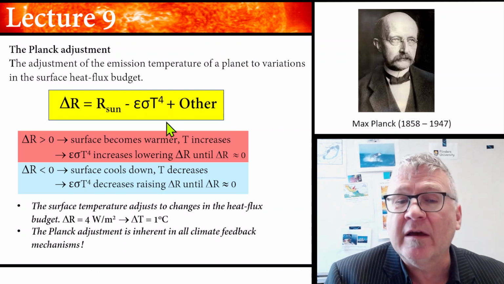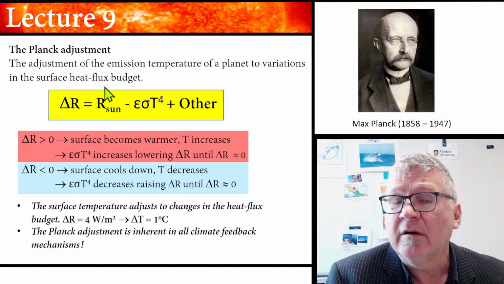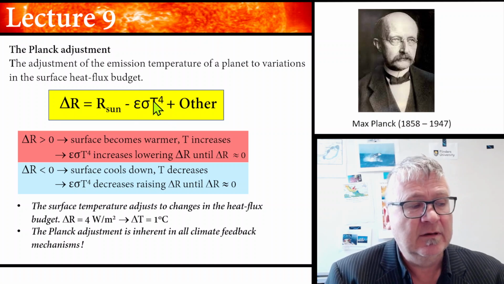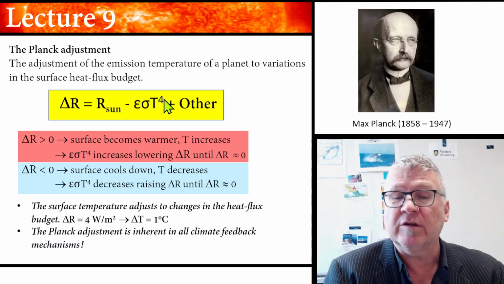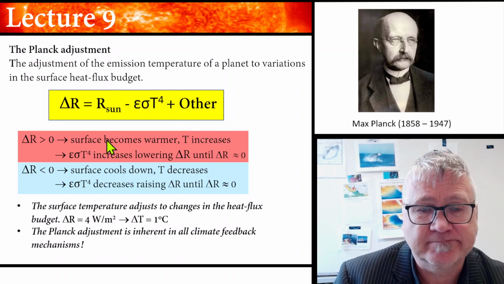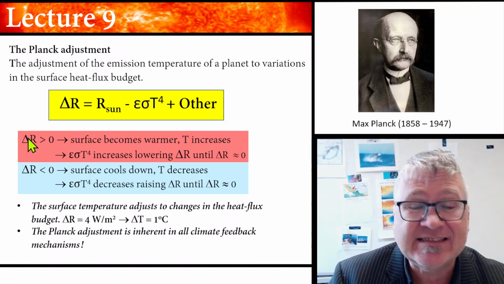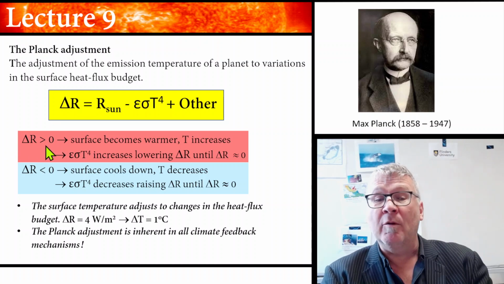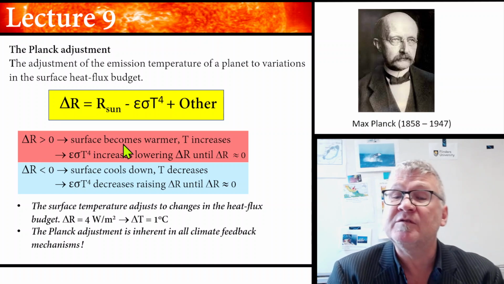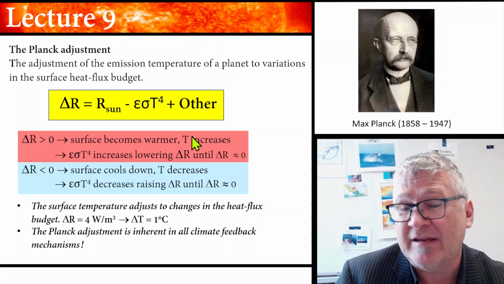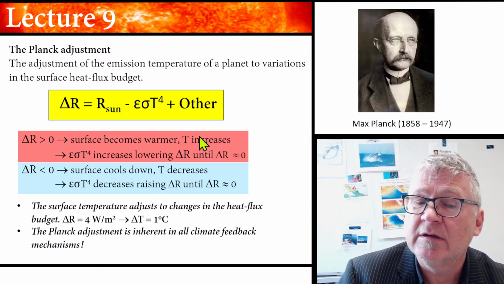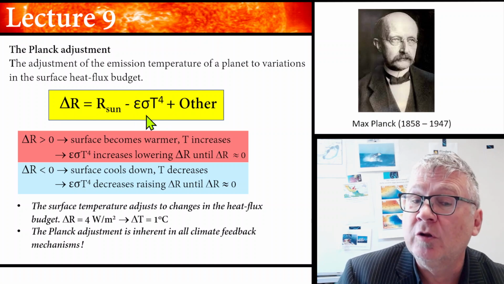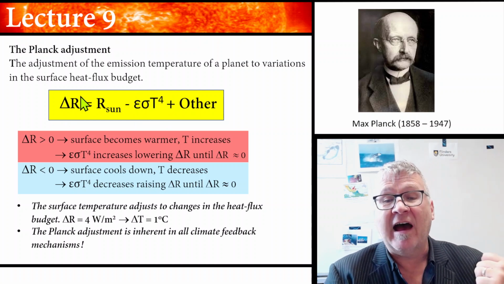So we have our formula again, and you can see that we have the terrestrial radiation in here with the temperature to the power of 4. So let's talk about these cases again. Okay, where we have delta R exceeds 0. Okay, so we have an imbalance, we have an anomaly, which implies that the surface becomes warmer. Well, the temperature increases, the T increases.